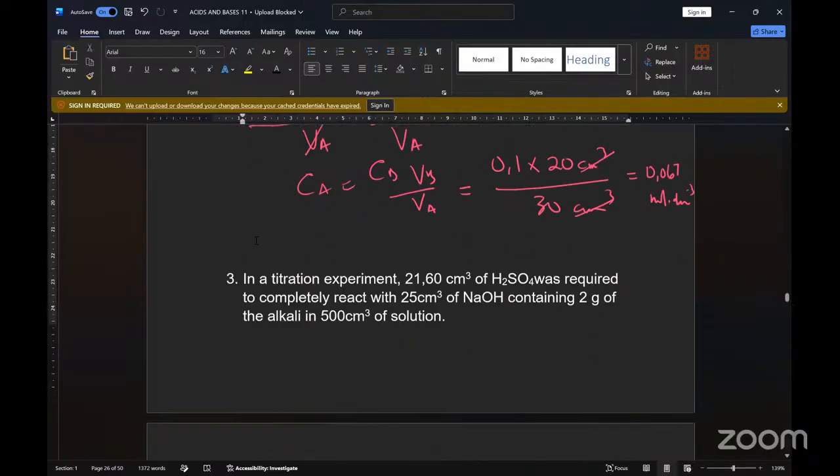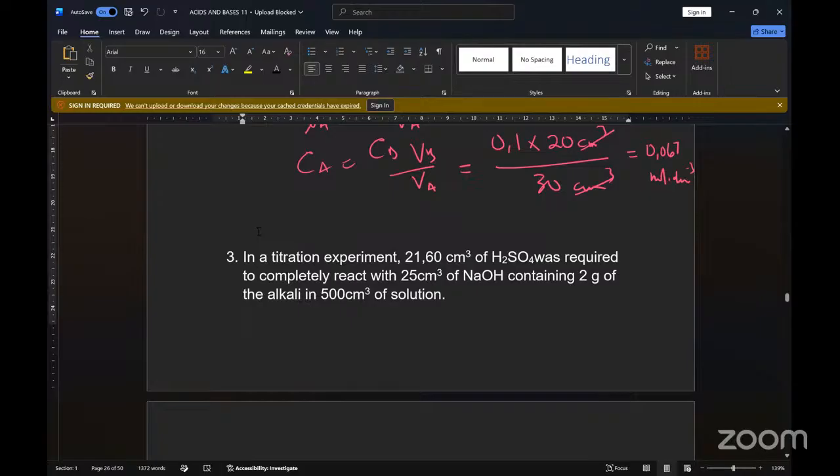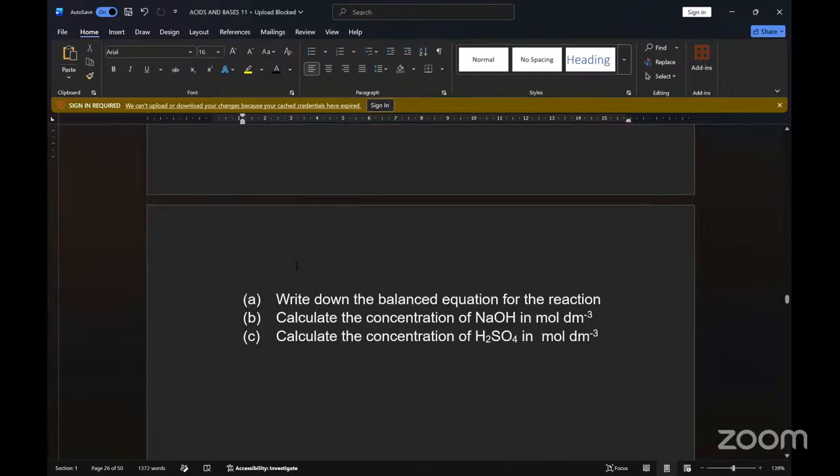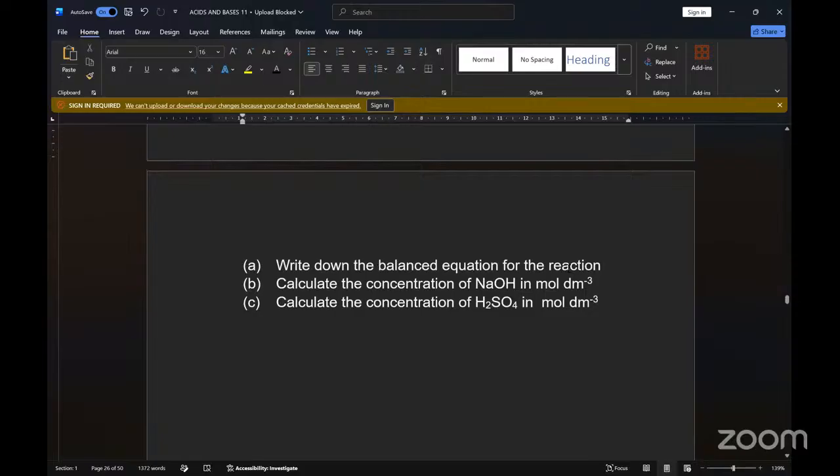Now let's move to the next one, and then we see how we go about this. This one also says, in a titration experiment, 21.6 centimeters cube of sulfuric acid was required to completely react with 25 centimeter cube of sodium hydroxide containing 2 grams of alkali in, alkali is the sodium hydroxide. I told you alkali is a soluble base. So 2 grams of the alkali in 500 centimeters cube of solution. Then this one says, write down a balanced equation for the reaction.